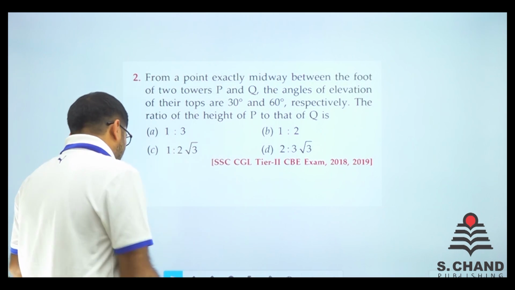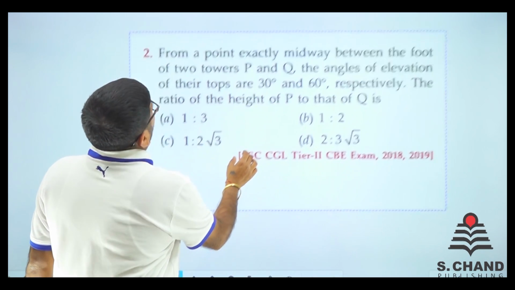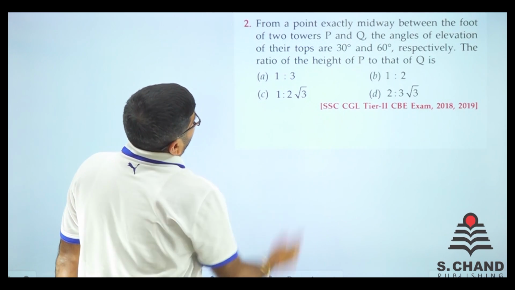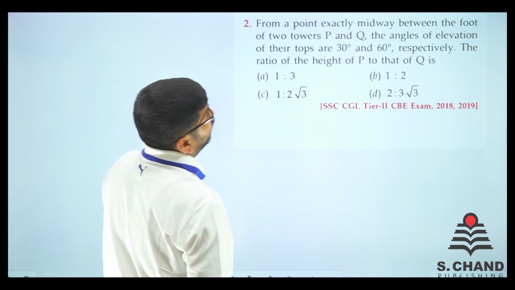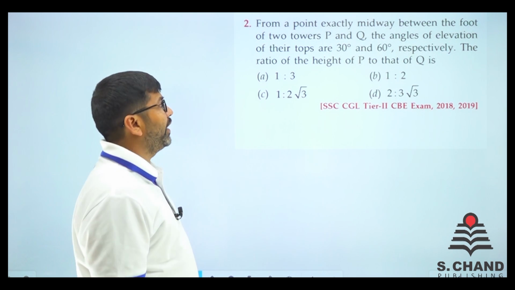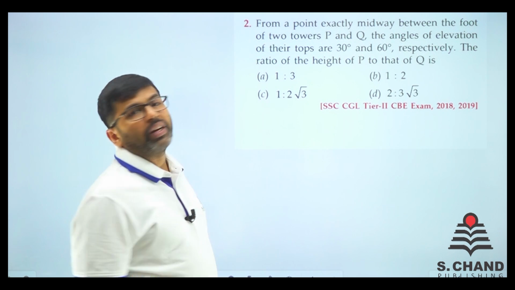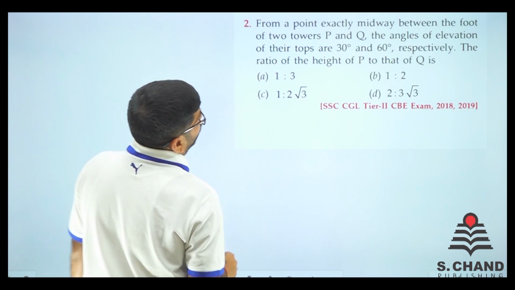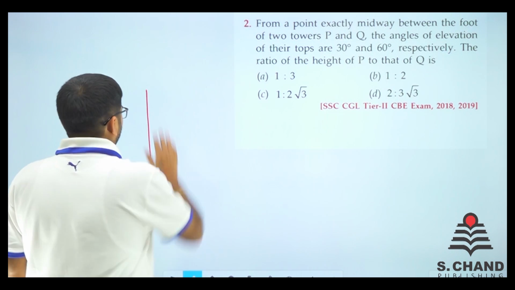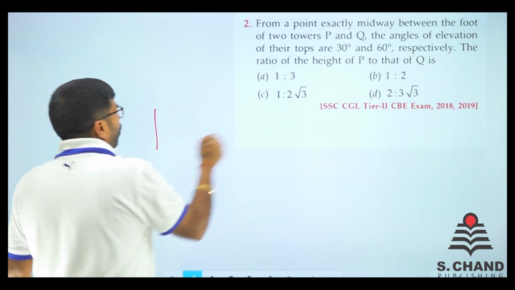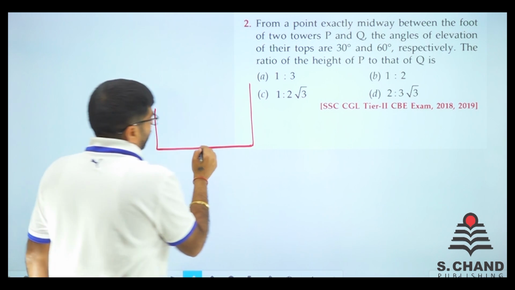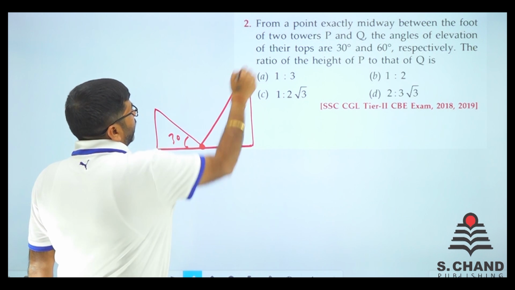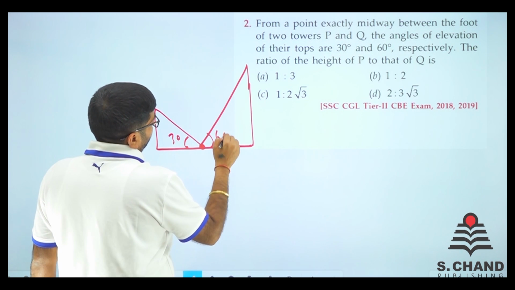Next is question number 2 from the exercise. From a point exactly midway between the foot of the two towers P and Q, the angles of elevation of their tops are 30 and 60 degree respectively. The ratio of the height of P and Q? So P is 30 degree, so the angle is small here. This is the exact middle. This is 30 degree, and this is 60 degree.